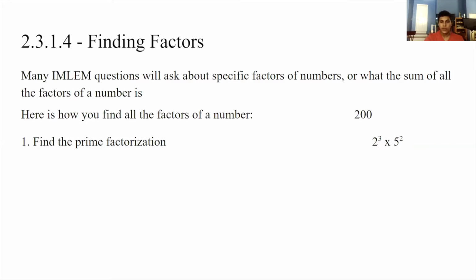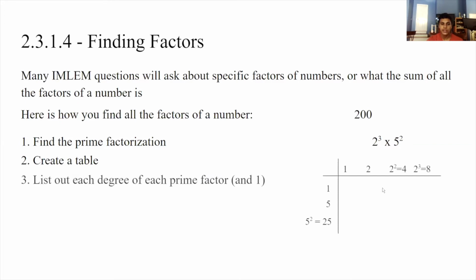So in order to find all the factors, you want to create a table, because in this table, you're going to be listing out your different factors. Because on the outside of the table, you're going to have numbers that you're going to multiply. So the way you use the prime factorization is you use it to fill out the outside of the table. So your next step is to list out each degree of each prime factor, including 1, on the outside of the table.